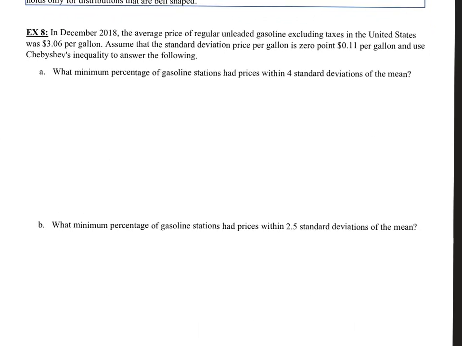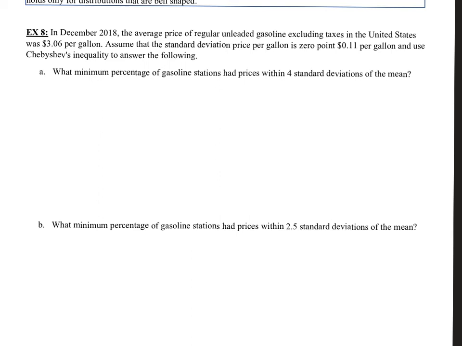Alright, so we have a problem here. In December 2018, the average price of regular unleaded gasoline, excluding taxes, in the United States was $3.06 per gallon. Assume that the standard deviation of the price per gallon is 0.11 cents per gallon, and use Chebyshev's inequality to answer the following. What minimum percentage of gasoline stations had prices within 4 standard deviations of the mean?